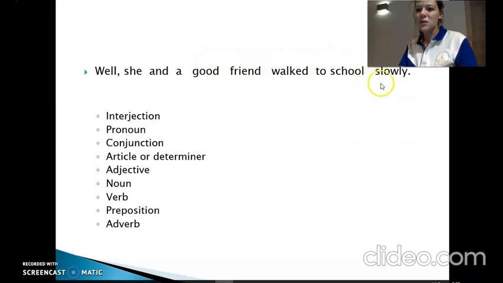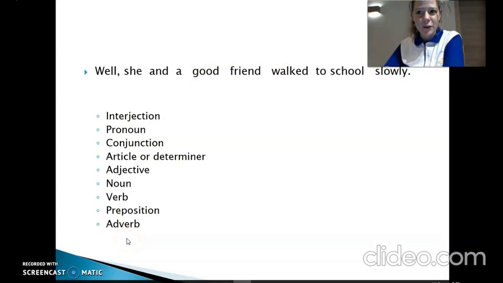And then we have slowly. Slowly is an adverb. It tells you something about the action. The action in this case is walk, and you're talking about how they walked. They walked slowly. So these are the 9 different parts of speech. So, I have some issues with my video, but maybe you won't even notice, that's great. Anyway, what I was going to say is these are the 9 different parts of speech.